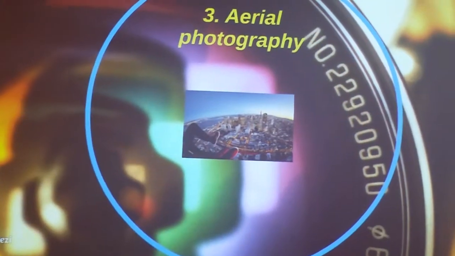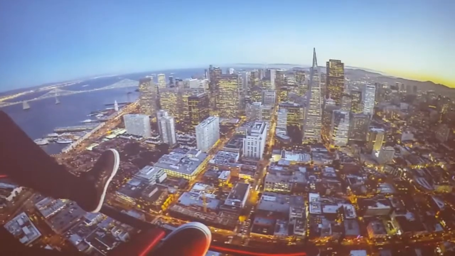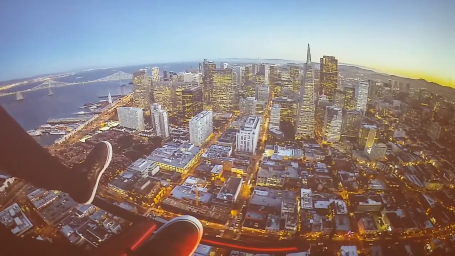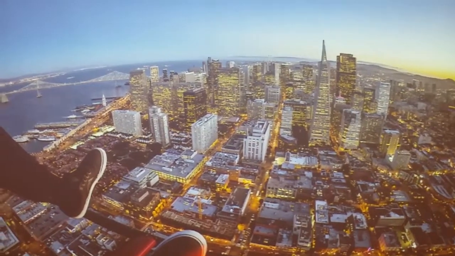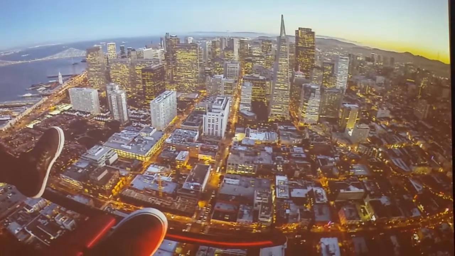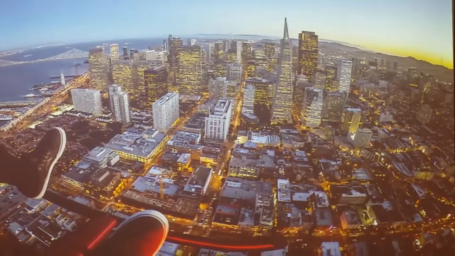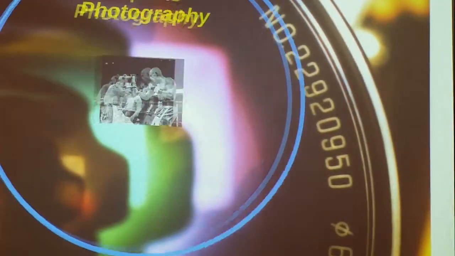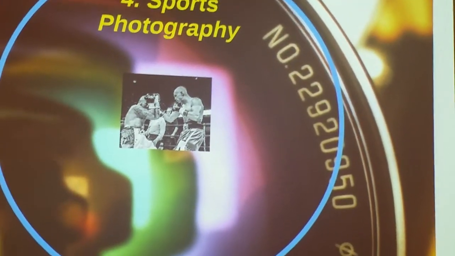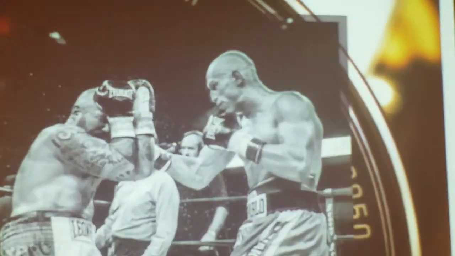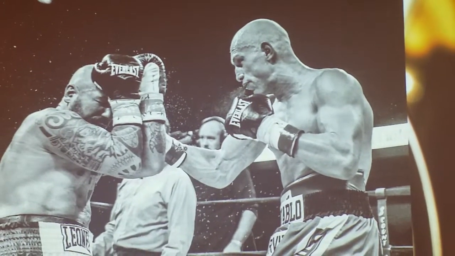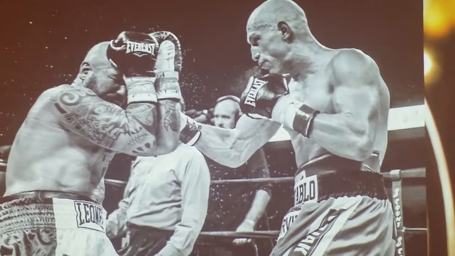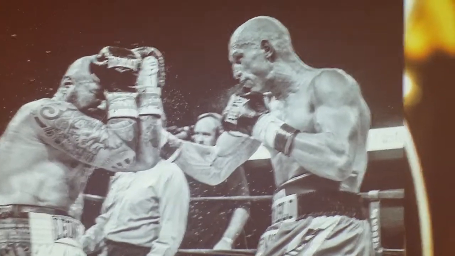The other one is aerial photography, in which the photographer takes pictures from high altitude with airplanes, parachutes, and recently a lot of people use drones. The other kind of photography is sports photography, which is one of the hardest ones, and it's about capturing the decisive moment of sport.